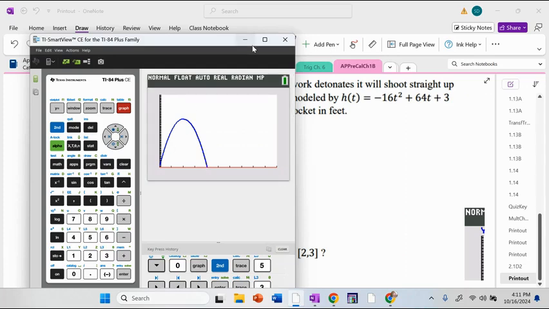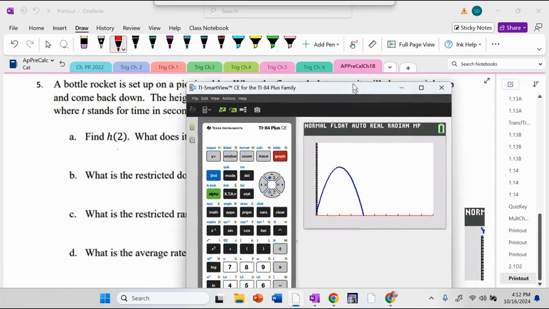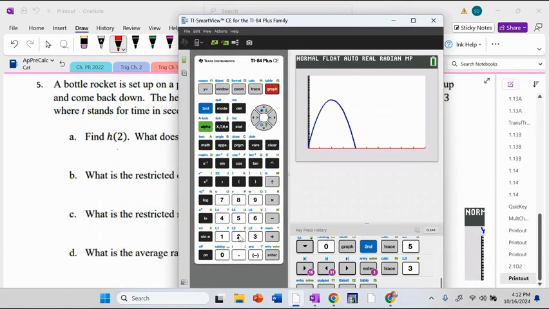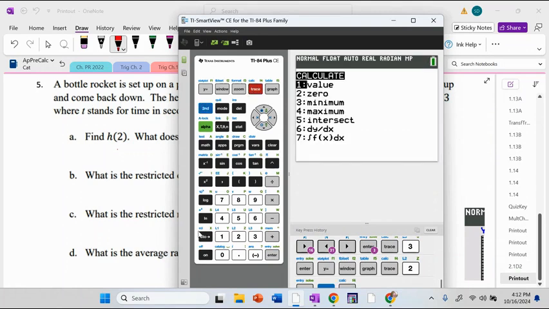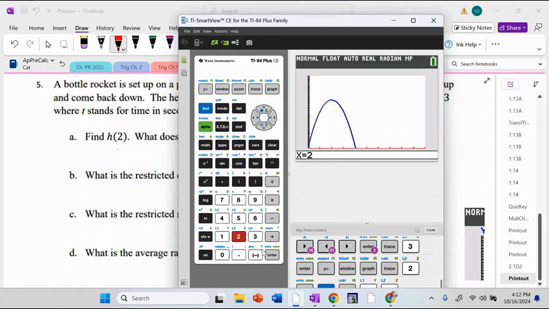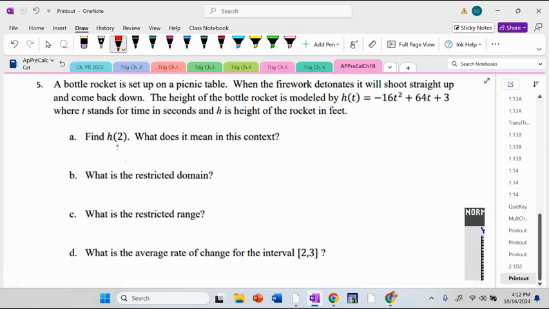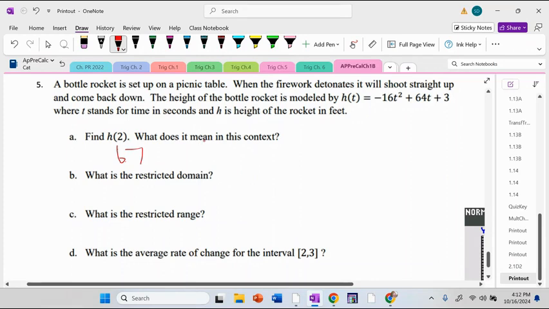All right. So the first one is find h of 2 and what does it mean in context. I'm not going to write that down time-wise. I want this video to be short. Remember, we hit trace and then we can force 2 and press enter, and that's a way of evaluating. We don't have to do this anymore. Second, calculate value 1, then type in 2. I found that out from the Flip Math guys. Thank you very much. All right, so what's h of 2? 67. I'm writing with my mouse. What does this mean in context? Listen. That means after 2 seconds, the object will be 67 feet in the air.